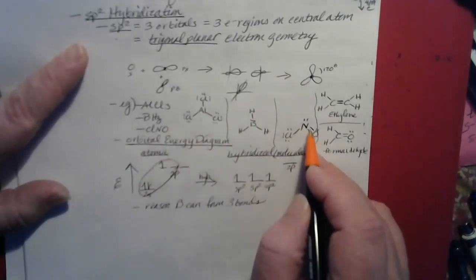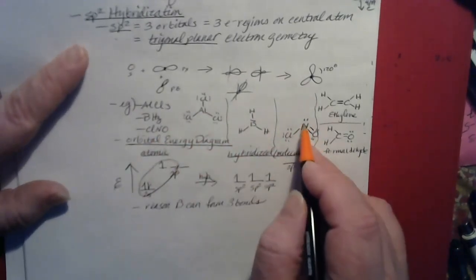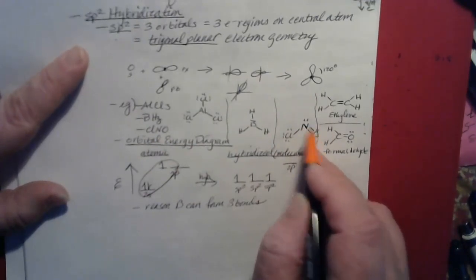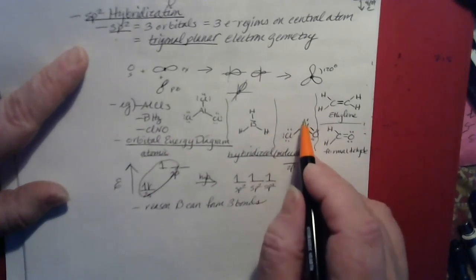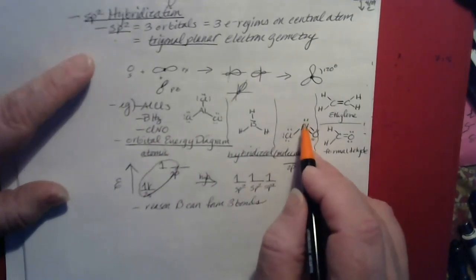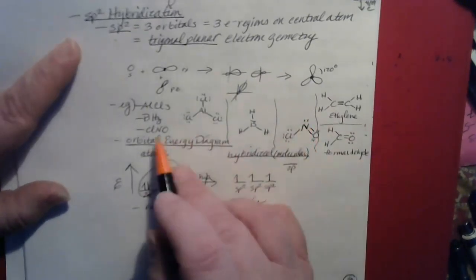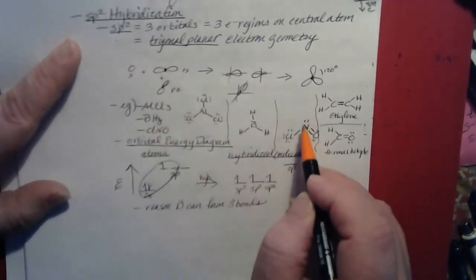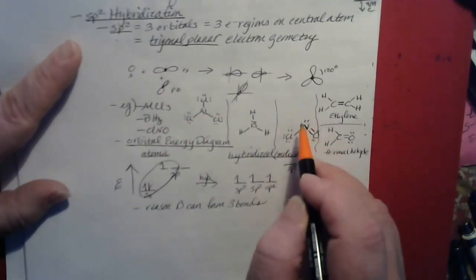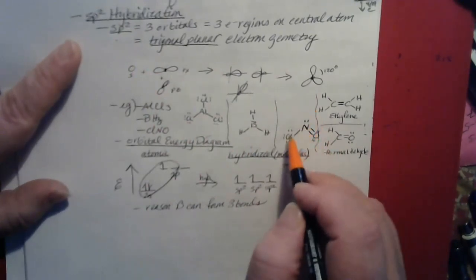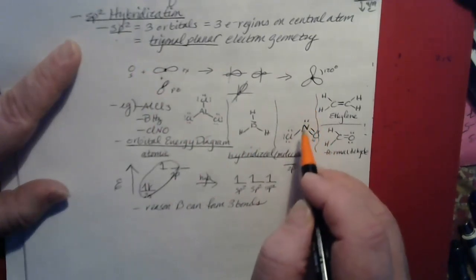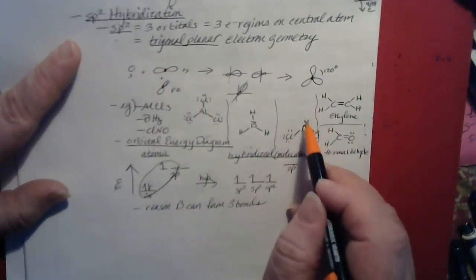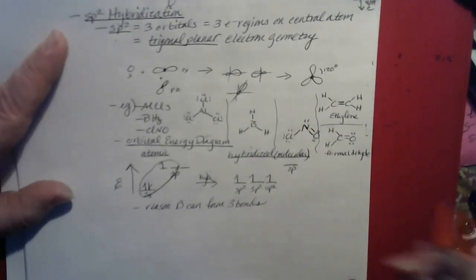ClNO turns out to have that same geometry with the nitrogen in the center and the double bond to an oxygen and a single bond to a chlorine and a lone pair on the nitrogen. This qualifies as sp2 hybridization because the lone pair counts towards the electron geometry. So this is a trigonal planar molecule in terms of electron geometry.